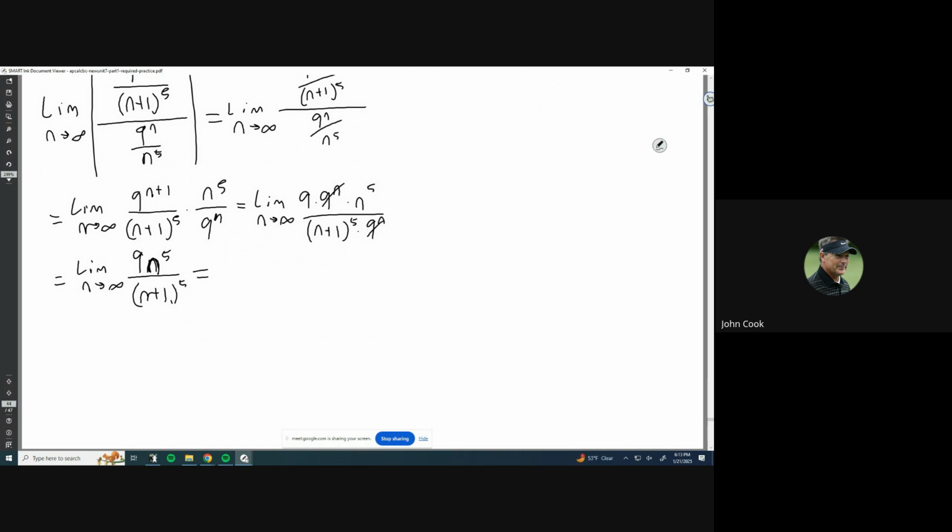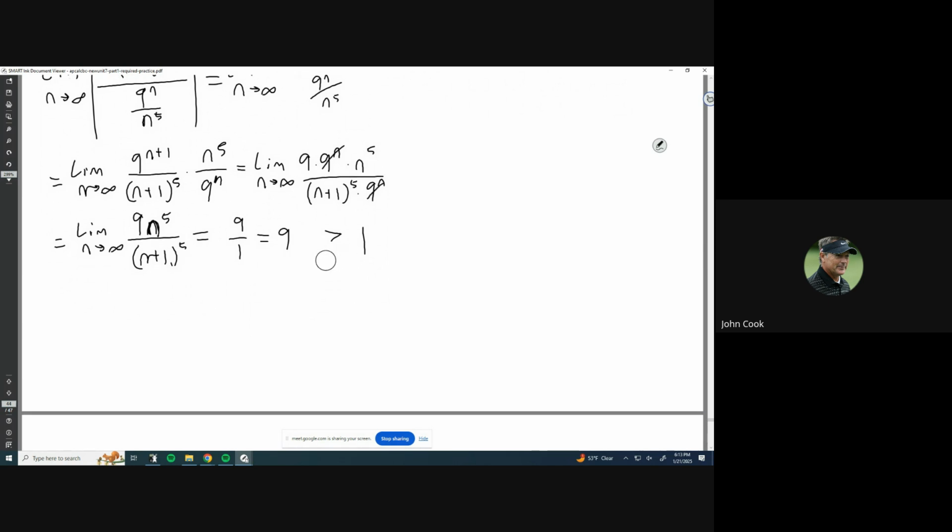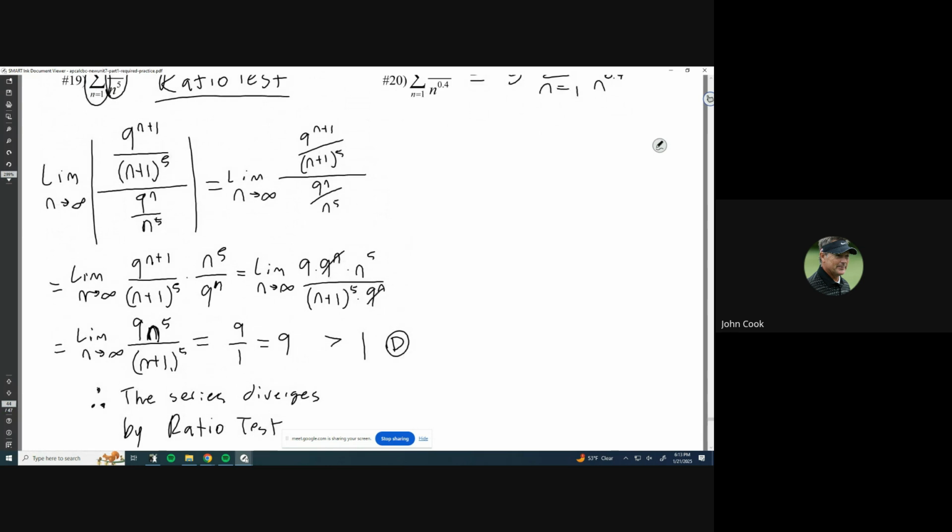So if the degree in the top and the bottom are the same, which this will be, you just compare the lead coefficient. So it's just going to be 9 over 1, which is just 9. And since 9 is greater than 1, that means that this thing is going to diverge. So that means that therefore the series diverges by the ratio test. There we go. So that's the ratio test for this one.